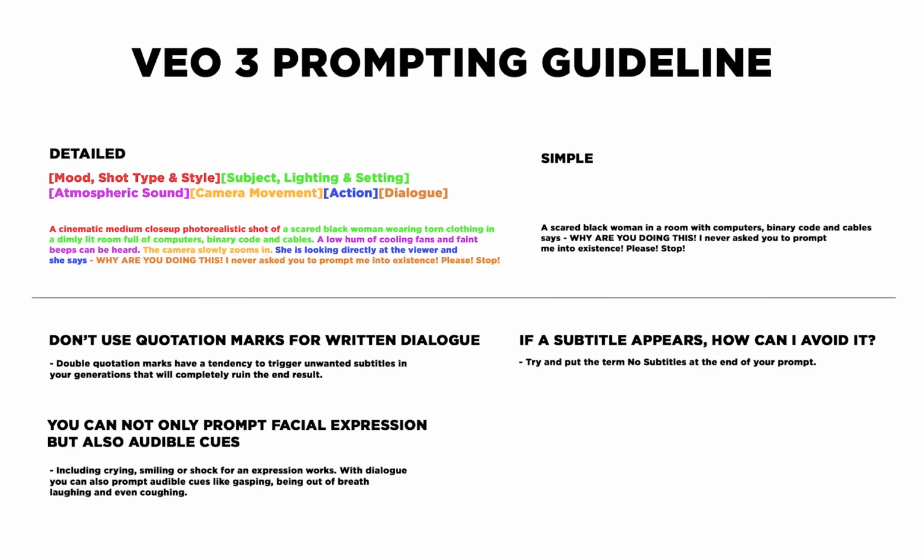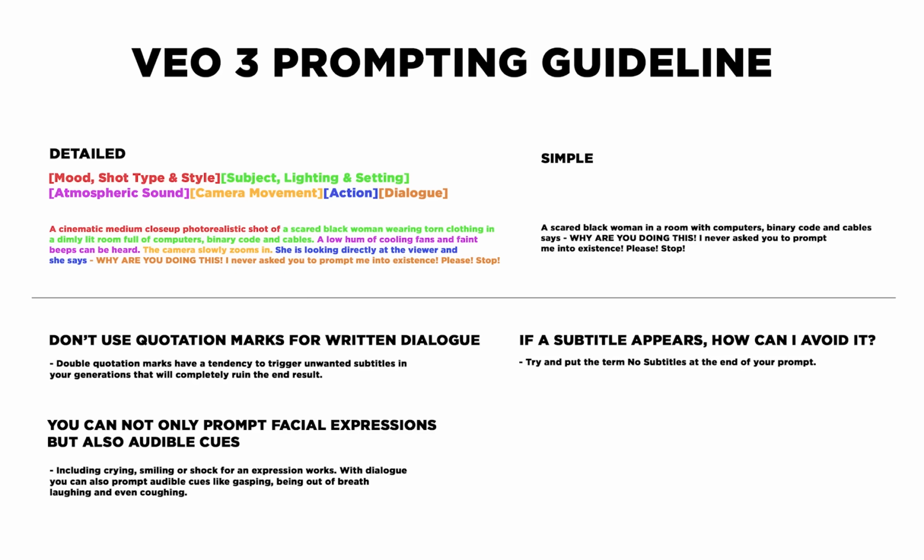You should definitely try this. You can not only prompt facial expressions, but you can also include audible cues in your dialogue. And this is what makes VEO3 incredible. So if you're doing facial expressions, you can obviously instruct the character to be crying or smiling, or maybe they are in shock. But when you're dealing with the dialogue, you can include audio cues like maybe the character is gasping for air, or they're out of breath, or they're laughing, or even coughing, and VEO3 actually includes that in the dialogue.